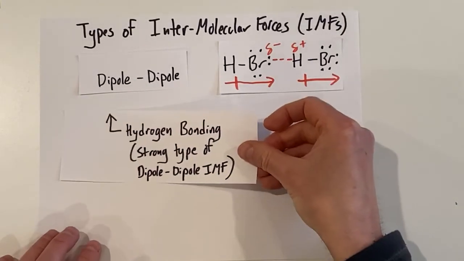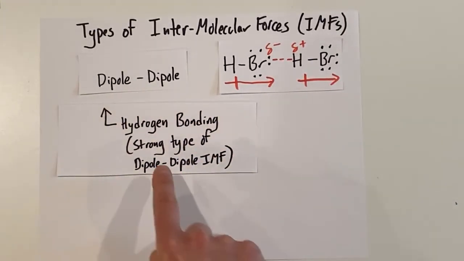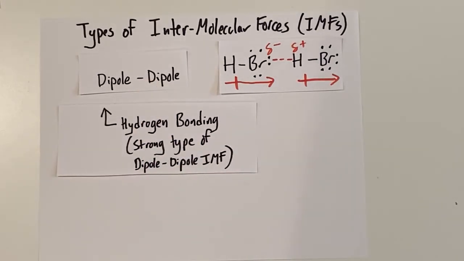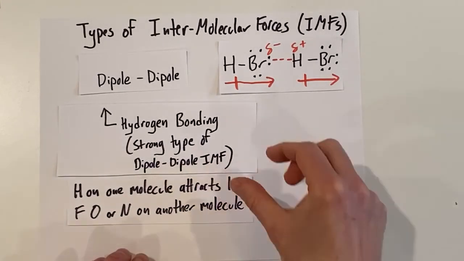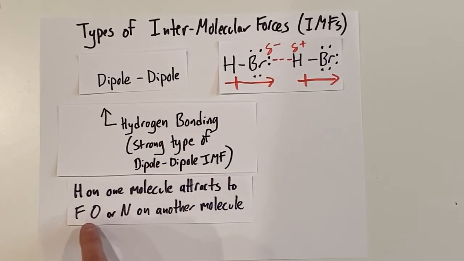Another kind of intermolecular force is actually a subset of dipole-dipole forces, and this is hydrogen bonding. The reason it gets its own name is because it's such a strong kind of dipole-dipole force. This occurs when the hydrogen on one molecule attracts to a fluorine, oxygen, or nitrogen on another molecule.